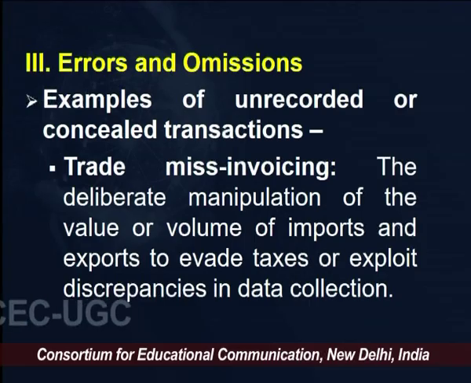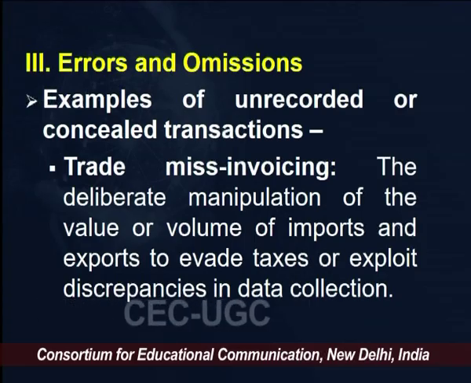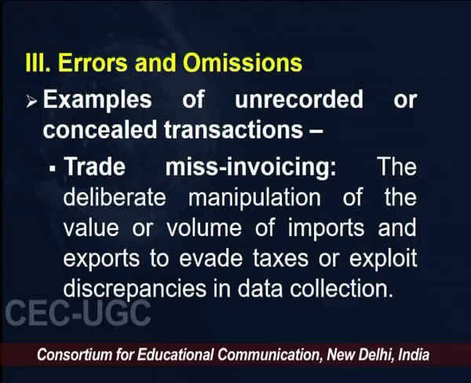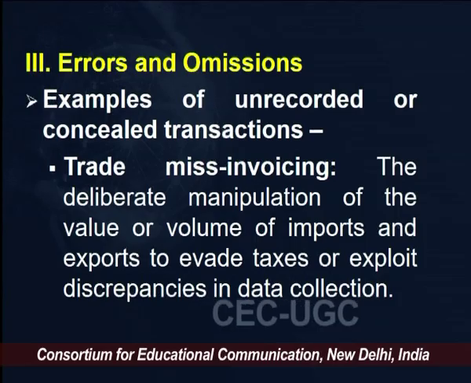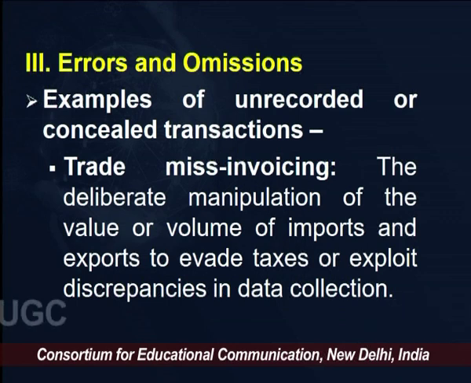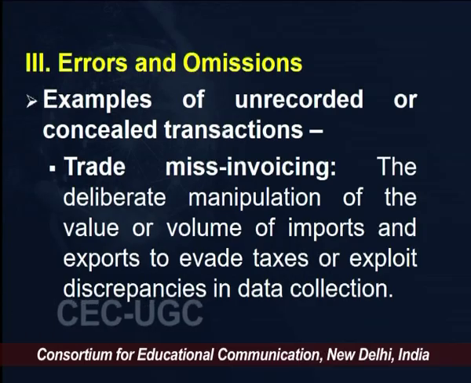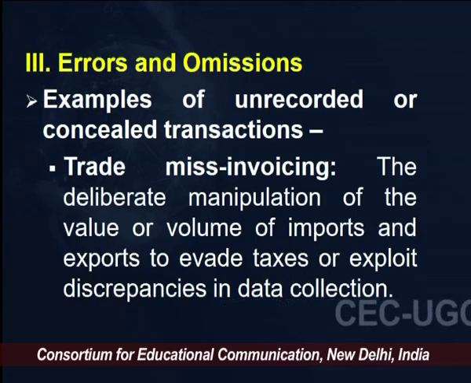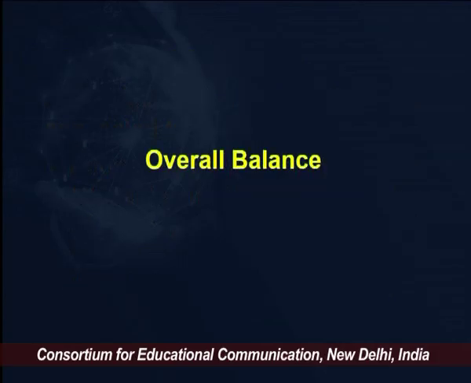Another example may be trade misinvoicing. The deliberate manipulation of the value or volume of imports and exports to evade taxes or exploit discrepancies in data collection is another reason. It may lead to unrecorded or less recorded transactions, and this is again a cause of error and omission. So, the value or volume of the imports may be deliberately shown as less than what it actually is.